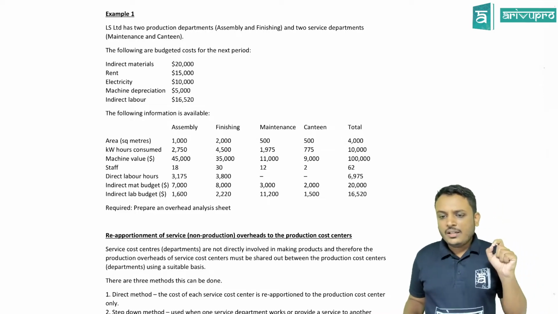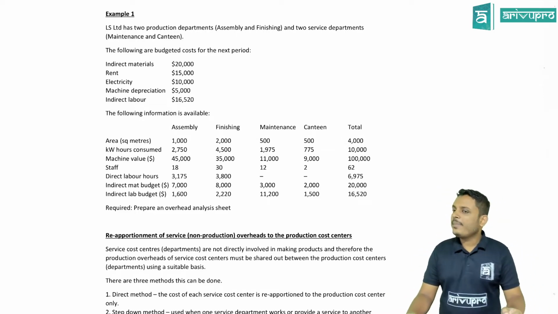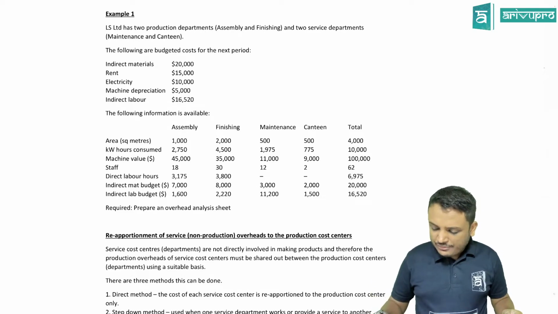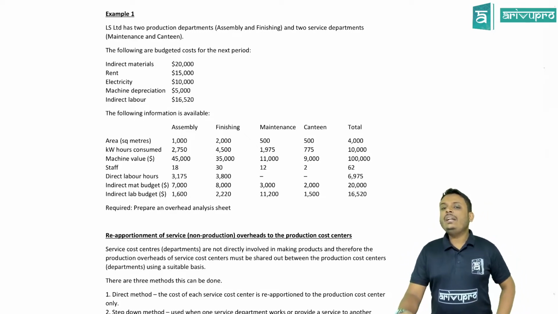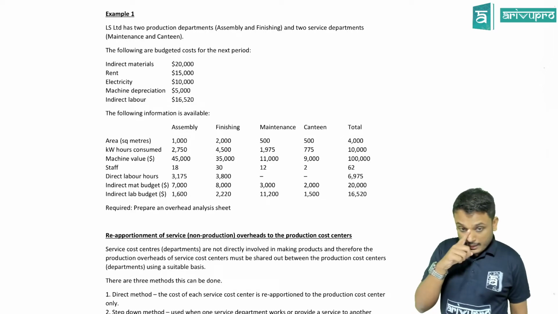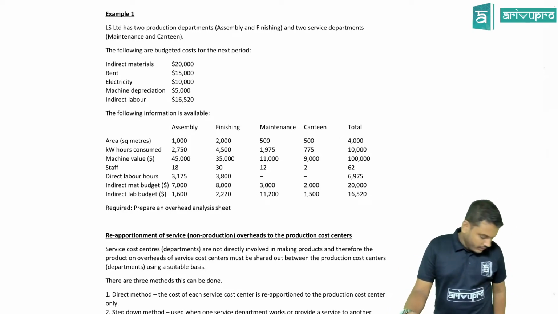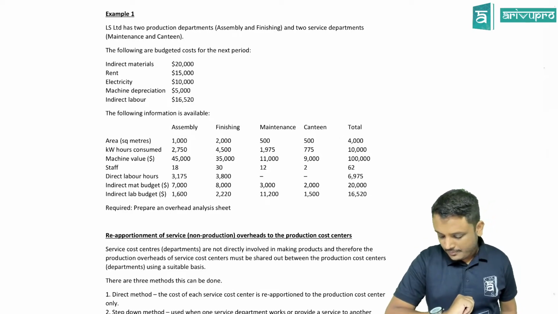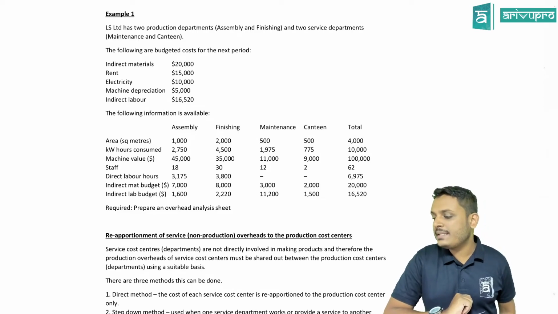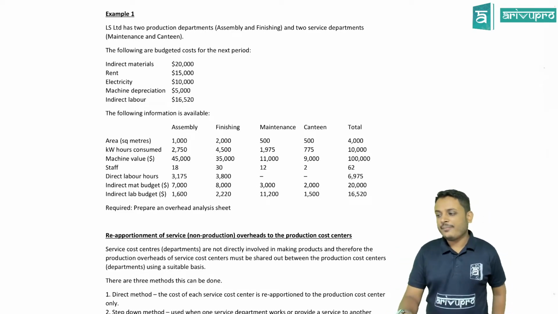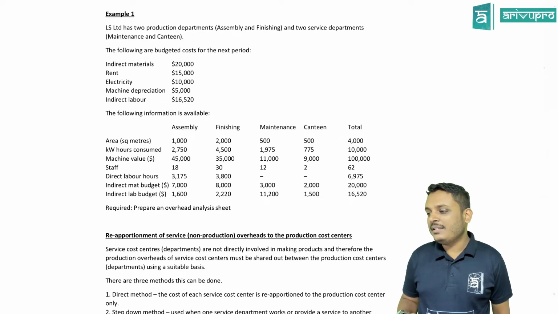Indirect cost which is directly not identifiable should be apportioned using a suitable basis. Within brackets write down fair basis.